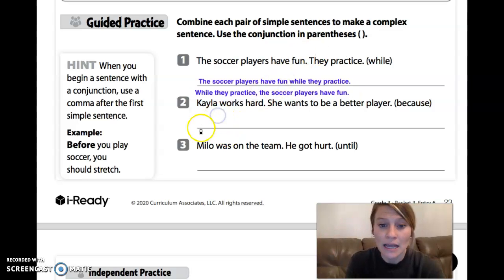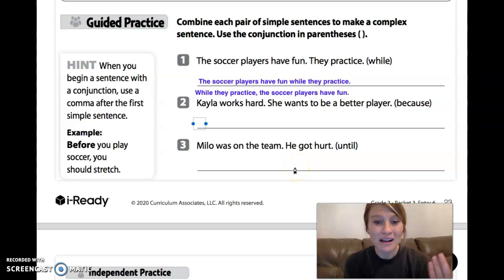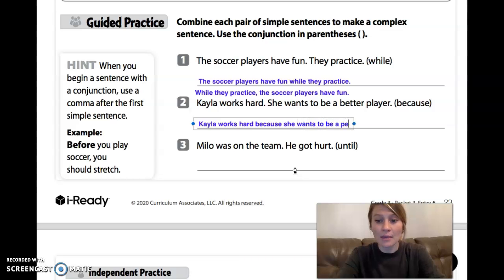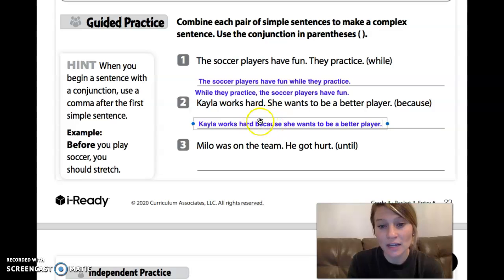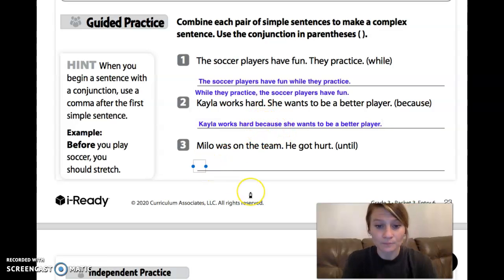Let's try this one. Kayla works hard, period. She wants to be a better player. But now I have because, so I'm going to say Kayla works hard because she wants to be a better player. Did you see how I just got rid of that period and I put that conjunction there? And let's try number 3.